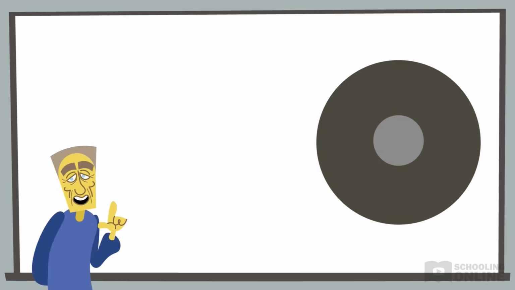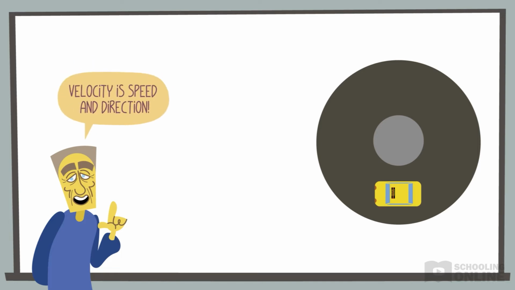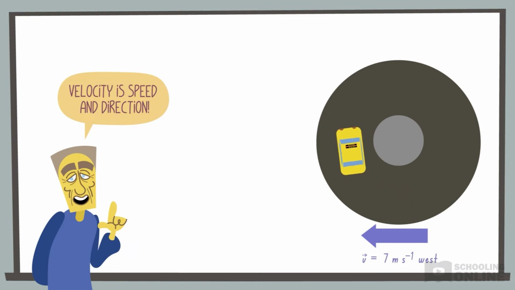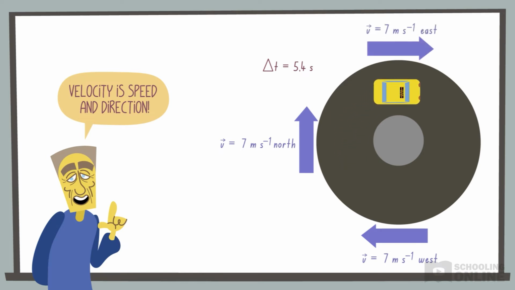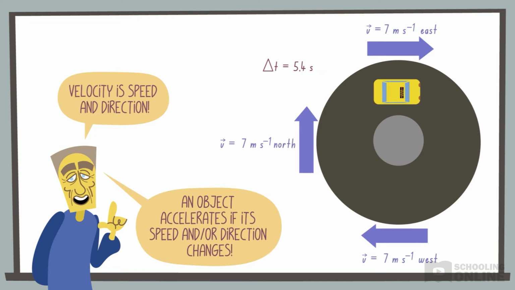Let's pause here to consider the motion of the taxi through the roundabout. It starts with a velocity of 7 metres per second west. Halfway through the turn, it travels 7 metres per second north. After a total of 5.4 seconds, it finishes with a velocity of 7 metres per second east. Although the speed remains the same, the direction changes. Therefore, the taxi's velocity changes and it accelerates.